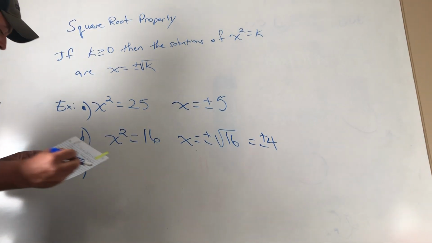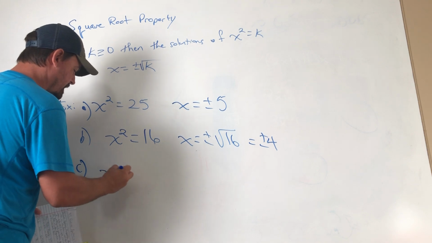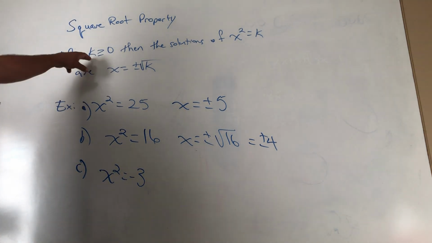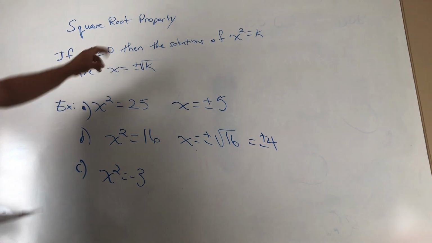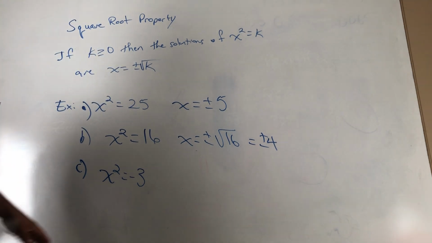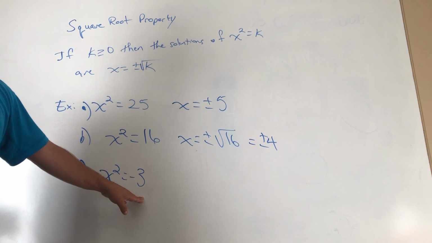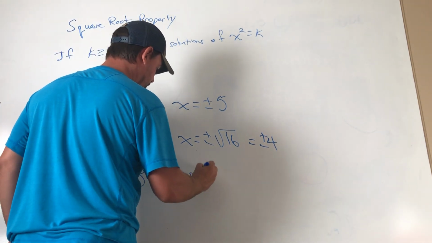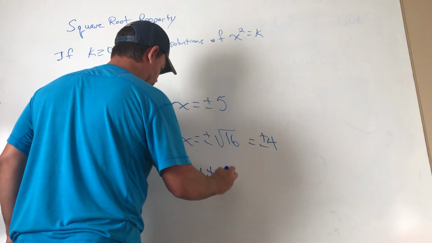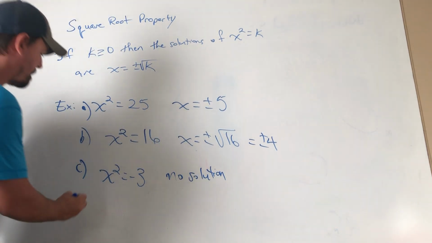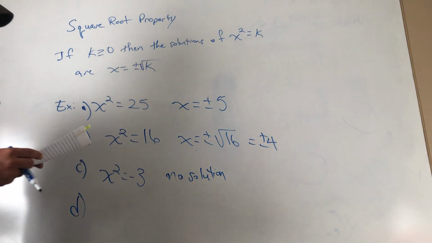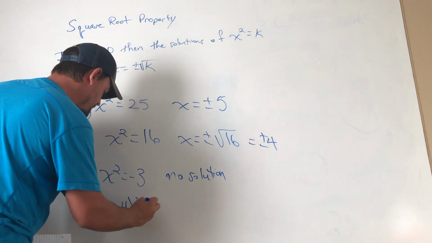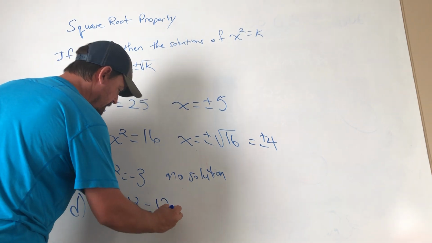Let's look at C. C says x squared equals negative 3. Now, if you notice your square root property says k has to be greater than or equal to 0. Is k greater than or equal to 0 here? No, it's not. So this would be no solution. Okay. D. What if I get x minus 4 squared equals 12?